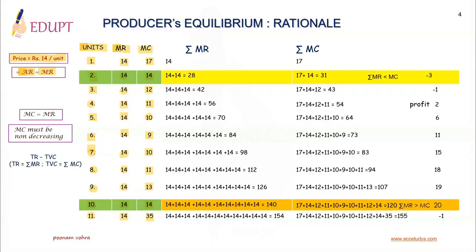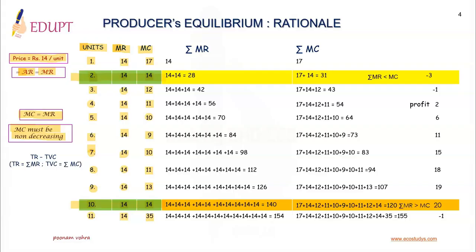So the producer's equilibrium can be found by considering the equilibrium conditions. The first condition is that marginal cost must be equal to marginal revenue. The second condition is that marginal cost must be non-decreasing beyond this point of equilibrium. So one can identify that when 2 units of the good are produced and sold, marginal revenue equates marginal cost. And when 10 units are produced and sold, even then marginal revenue equates marginal cost.